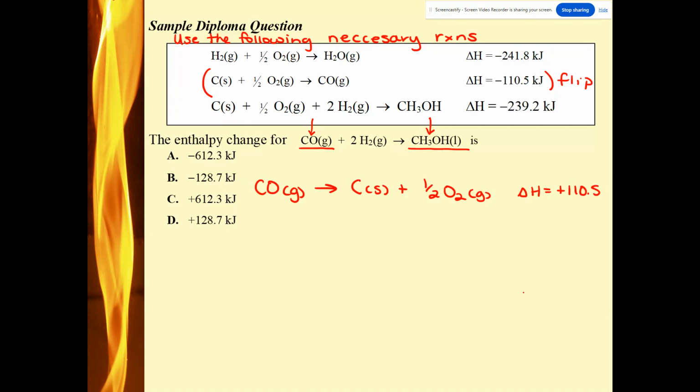110.5. So my CO is where it needs to be. Next, I'm going to look for my methanol. This has my methanol, 1 mole, where it needs to be, so I can keep that one the same. So carbon solid plus 1/2 O2 gas plus 2H2 gas is producing CH3OH, and that should actually be a liquid. My delta H stays the same since I did not manipulate that equation.